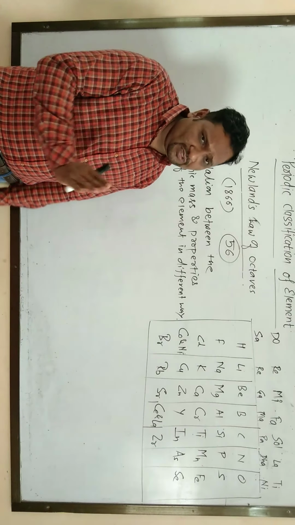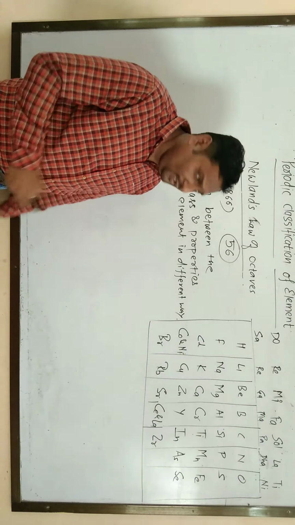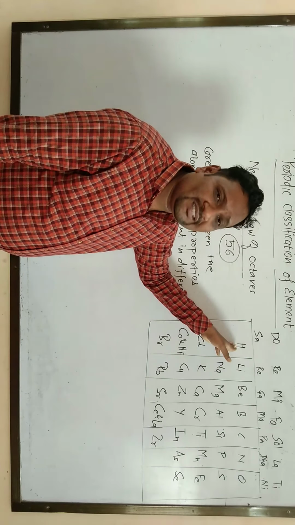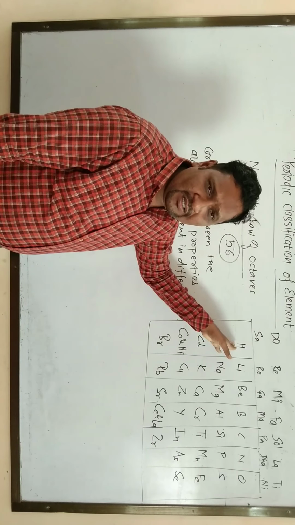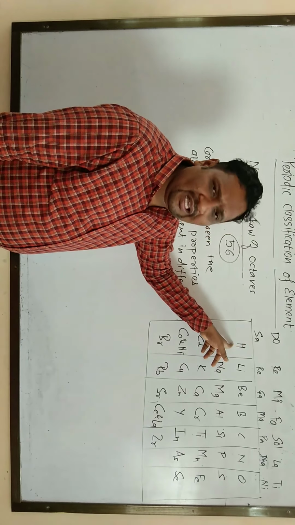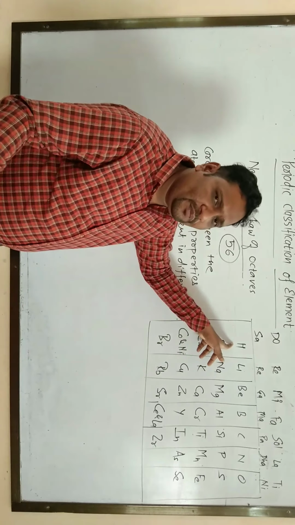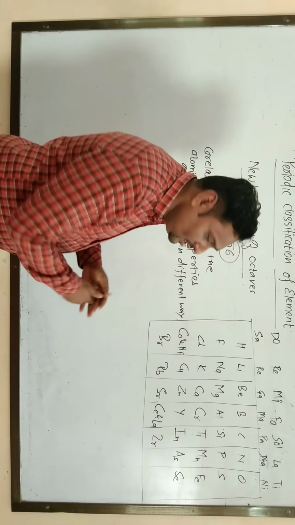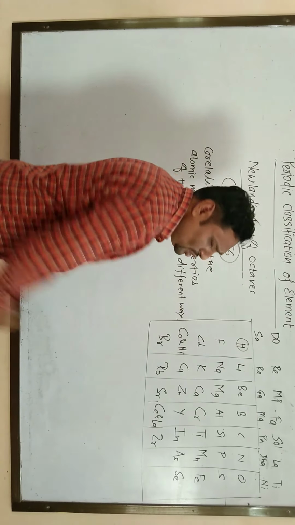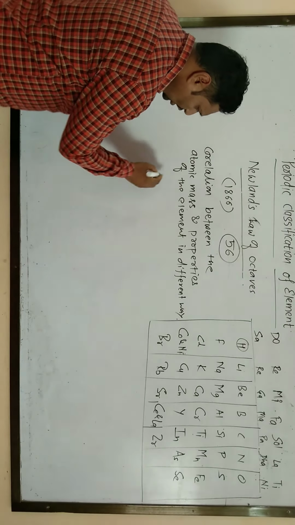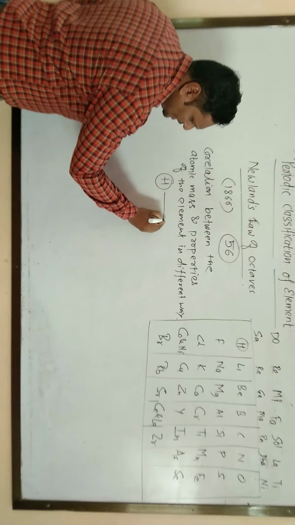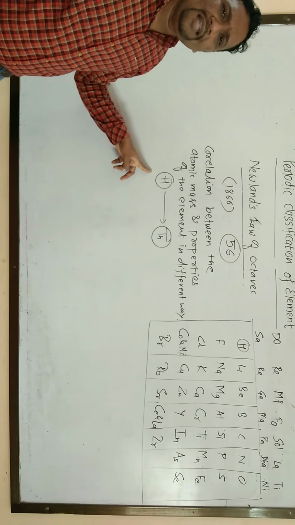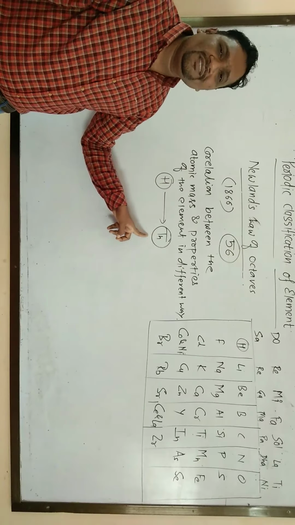He compared it with the musical octave. For example, he started with the lightest element, hydrogen. Newlands started his classification with hydrogen. He arranged all the 56 elements in the increasing order of their atomic masses, starting with hydrogen and ending with thorium. So hydrogen is the lightest element and thorium is a heavy element.